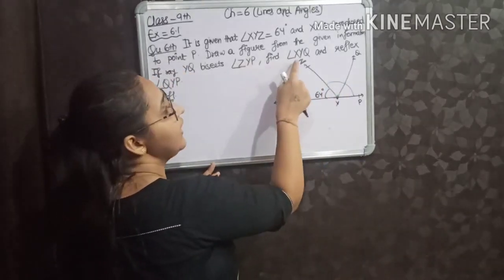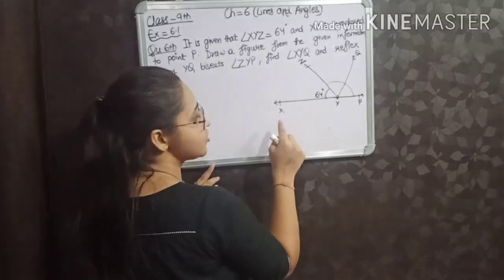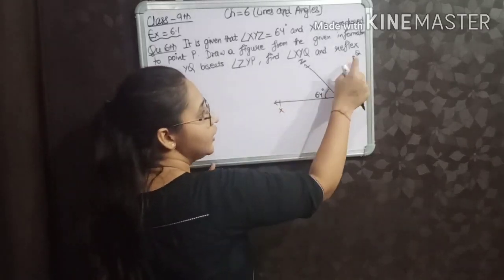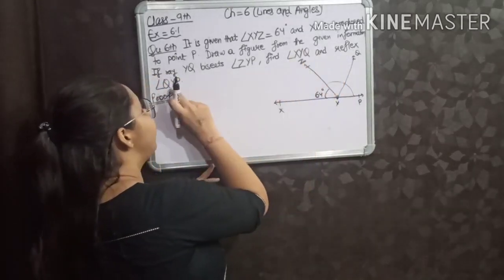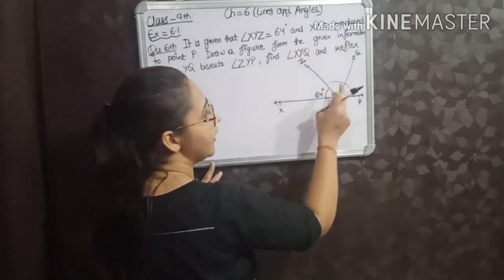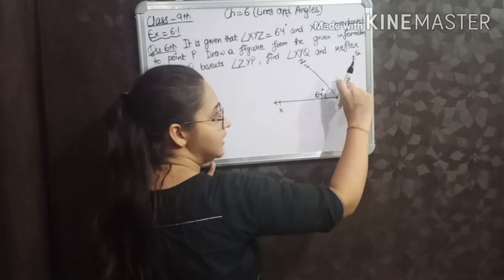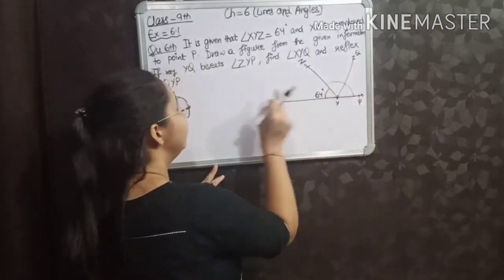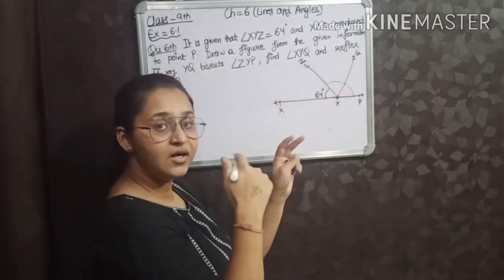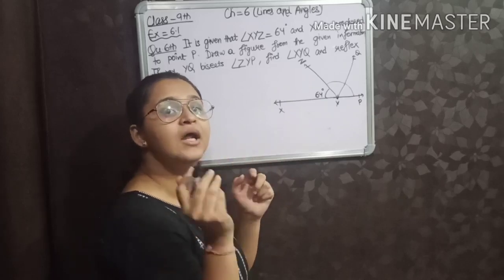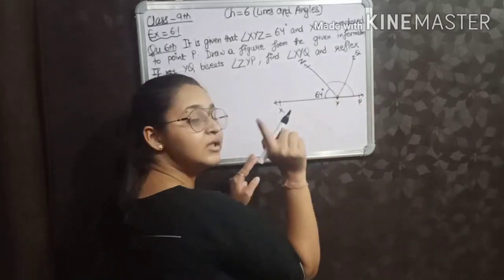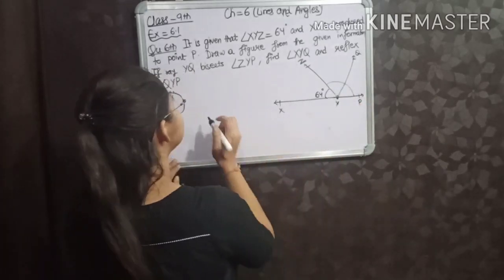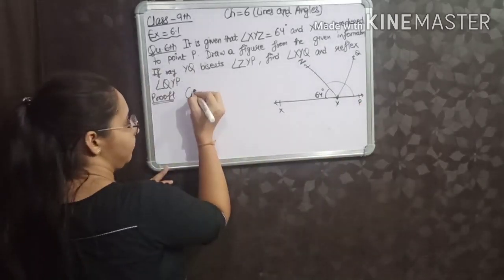So find angle XYQ. Where is XYQ? We have to find this angle, and reflex angle QYP. Where is QYP? This is QYP. When we have to find a reflex angle, we will subtract this angle from 360 degrees. Now let's move to our first part.